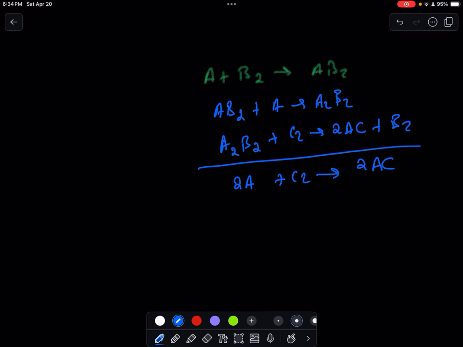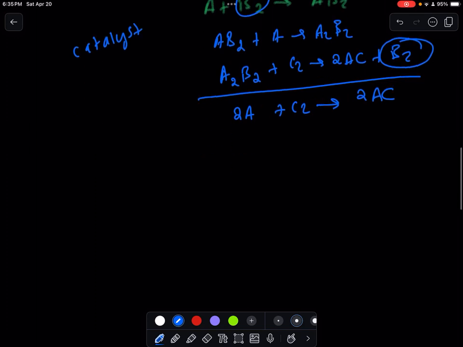So B2 is consumed and then it's produced again. Catalyst. B2 is a catalyst. This is how we find a catalyst, if it is consumed and then produced. What about this reaction? Pause the video and see if you can have a go at this one.